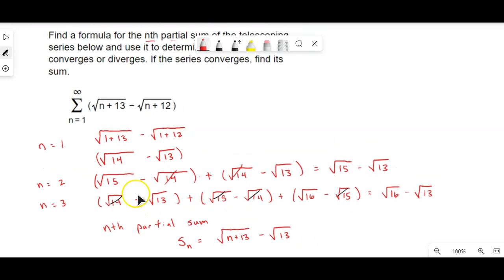All right, and then because the square root function grows without bound, this nth partial sum will grow without bound. Eventually, this just takes off to infinity, and subtracting the square root of 13 is not going to do anything. So this series diverges.